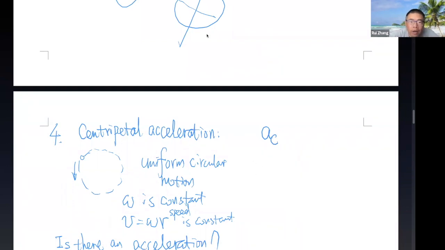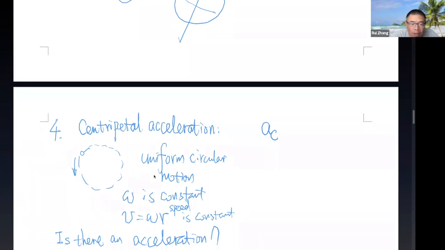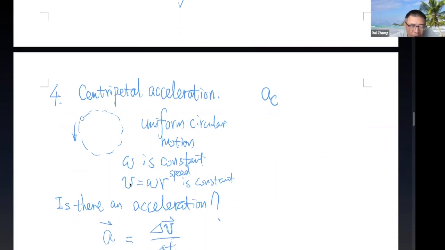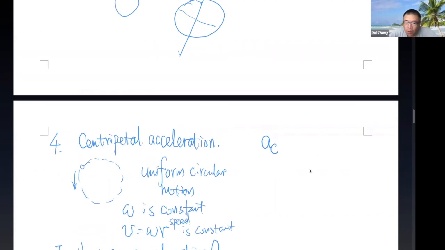So what we see here is that even for the simplest possible rotation, when the angular speed is constant, there's still a linear acceleration associated with it. The reason is simply that the velocity is changing direction all the time. In order to change the direction of velocity, you need an acceleration, and this acceleration points toward the center. So anywhere on the circle, if you draw the acceleration, it's going to point like this.